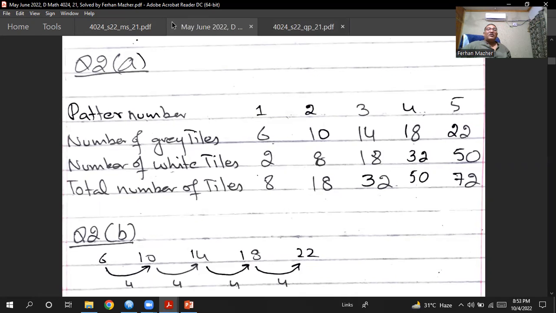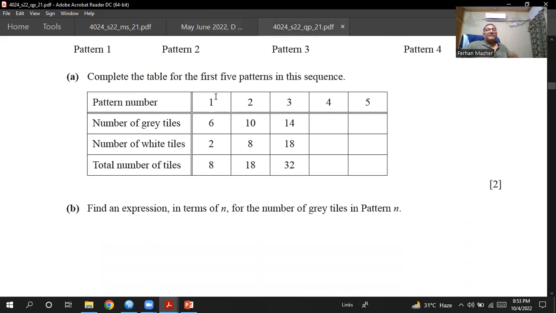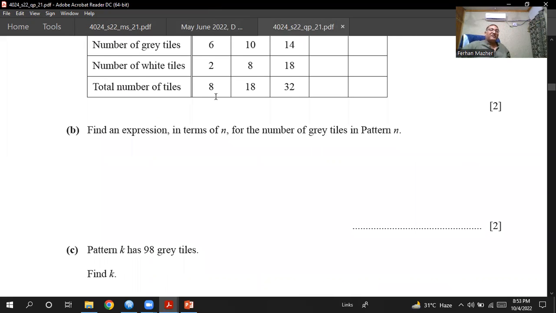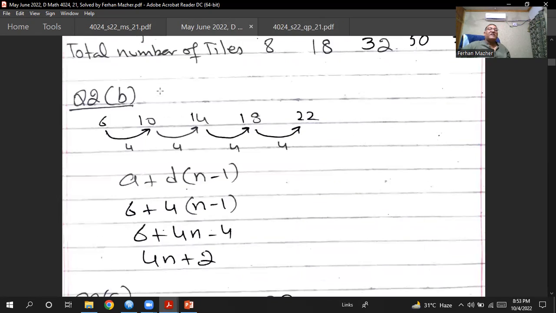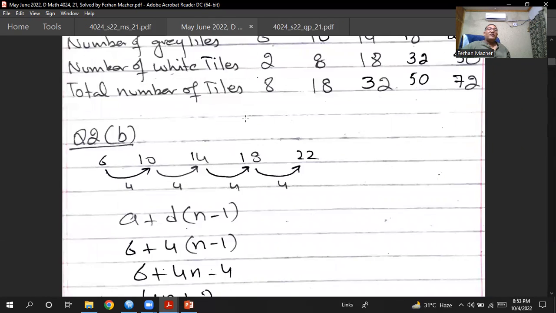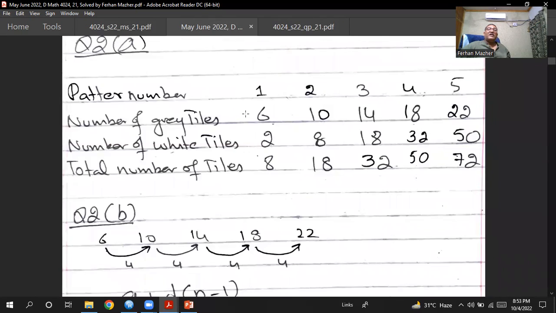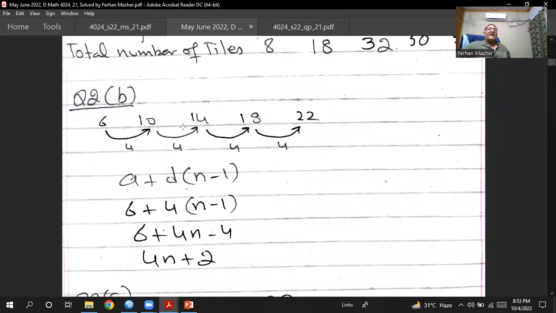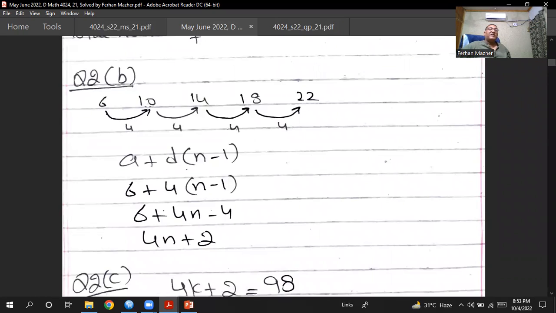Okay, so for the next part, they say after completing the table, find an expression in terms of n for the number of gray tiles in the pattern. Okay, so I will write the sequence of the gray tiles. You can see the sequence is 6, 10, 14, 18, 22. I wrote 20 here by mistake. And you can see here we have an increment of 4, increment of 4, increment of 4, increment of 4. You add 4, so you get the next term.